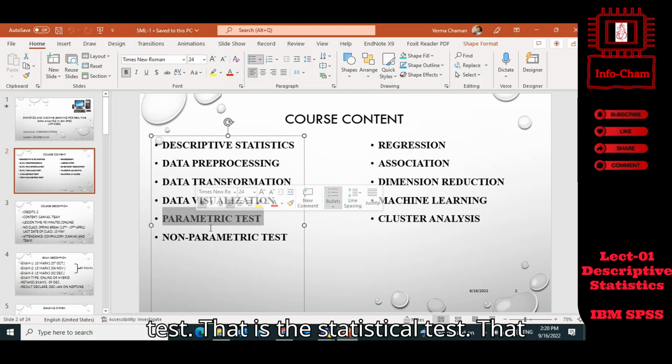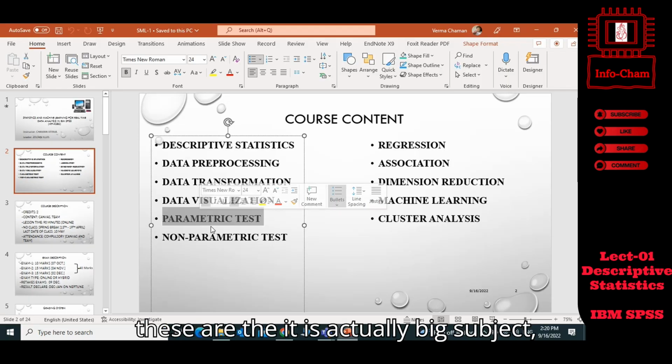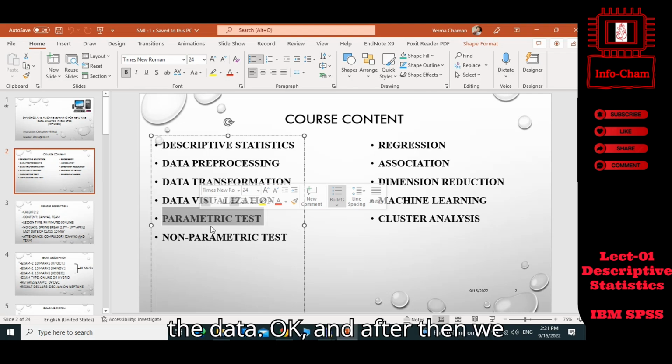Okay, next most important is a test. That is the statistical test, the parametric test. Can you see here? It is actually a big subject, but I will try to cover a lot of things under this parametric test. Here we have a lot of statistical tests. I will try to include the most popular ones which are in use, and I will also use these tests to analyze the data.